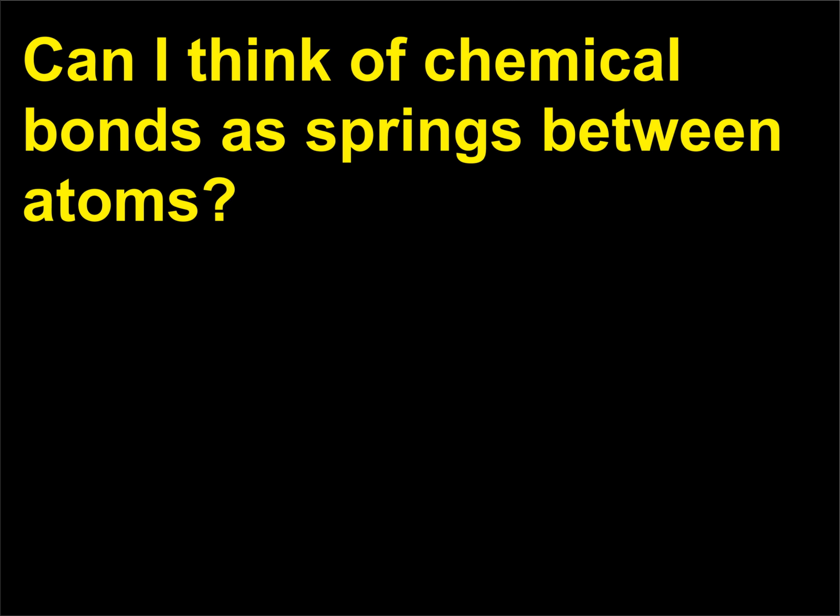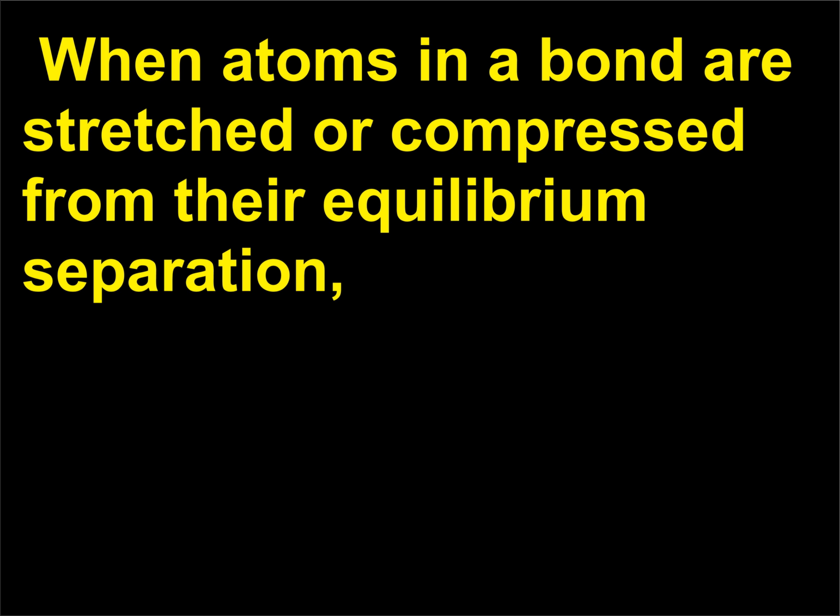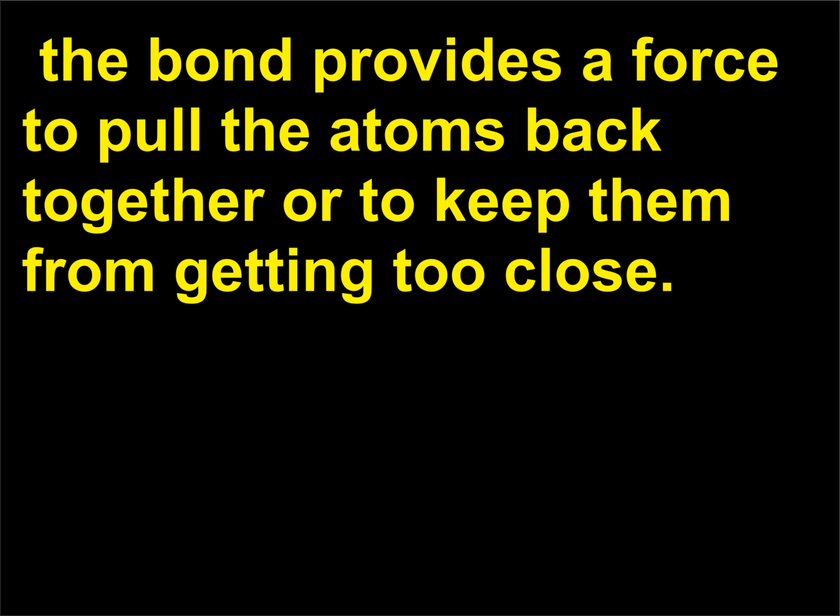Can I think of chemical bonds as springs between atoms? Chemical bonds can be thought of as springs holding together the atoms in a bond. When atoms in a bond are stretched or compressed from their equilibrium separation, the bond provides a force to pull the atoms back together or to keep them from getting too close.